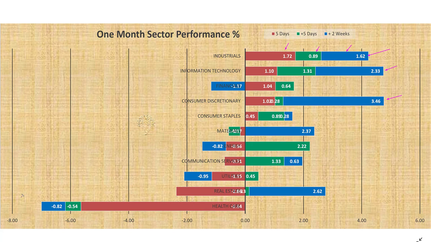One sector went down for all the three review periods. This is healthcare. You could take profitable short trades in healthcare sector while the sector was going down.